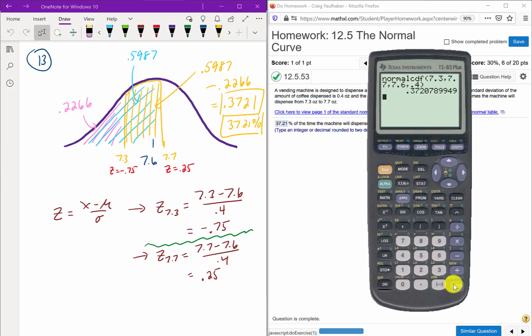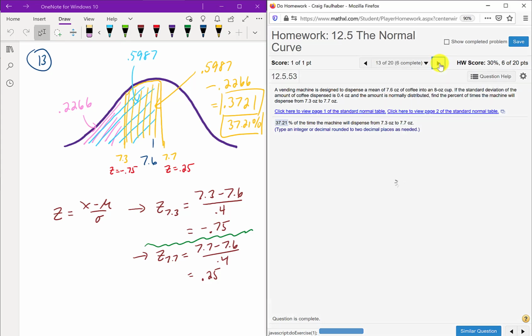Now that makes this problem seem almost too easy. Feel free to use this technology, but also keep in mind that we do have to show our work sometimes, and if you need to show your work on a problem, you're going to have to know how to do this using the tables. Let's jump ahead a little bit.